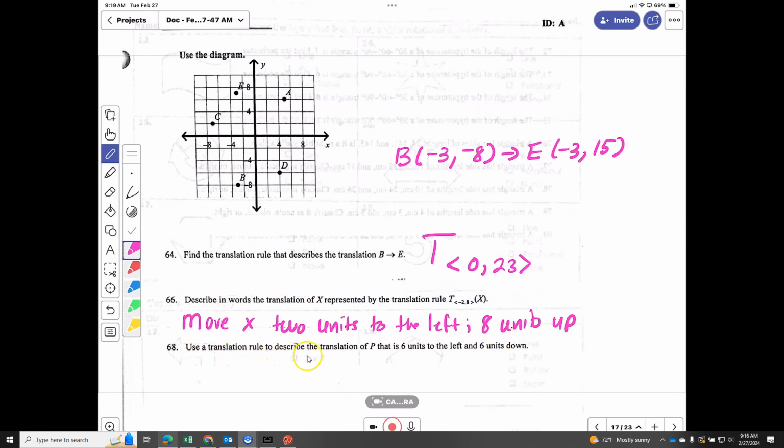Use a translation rule to describe the translation of P, 6 units left and 6 units down. So it's going to be T, and if you're going to go left, it's -6. If you're going to go down, it's -6. And then what you're going to do is you're translating P. So you're going to go 6 units left and then 6 units down, and that's P.